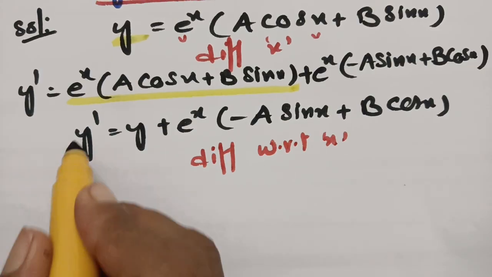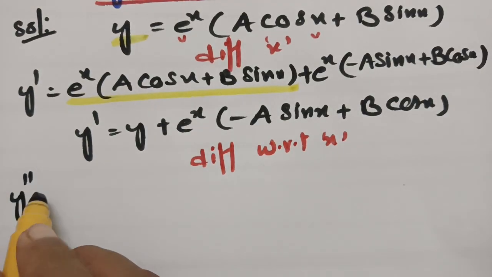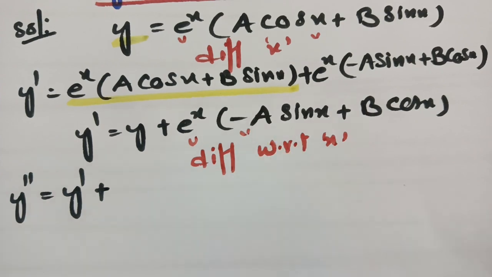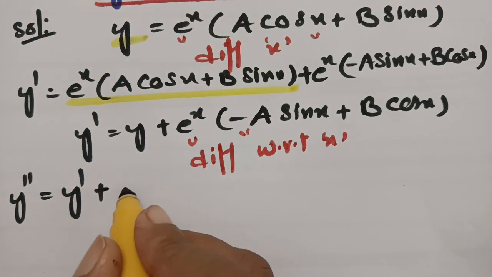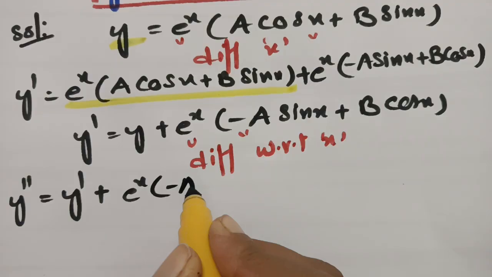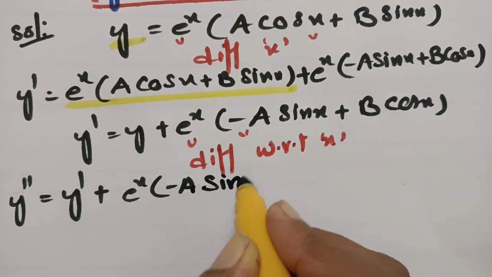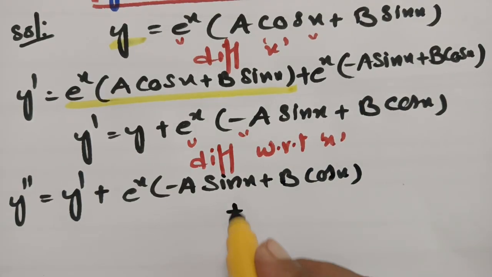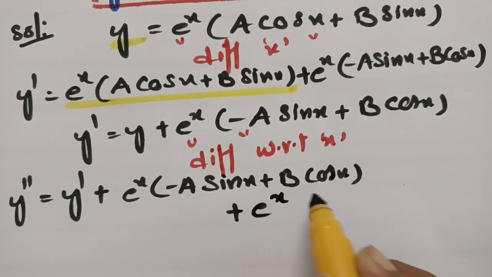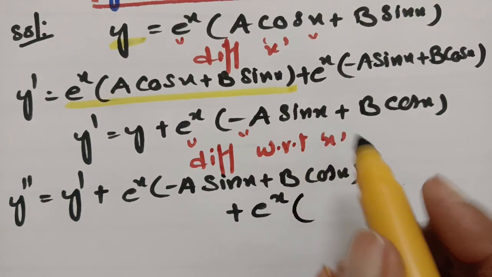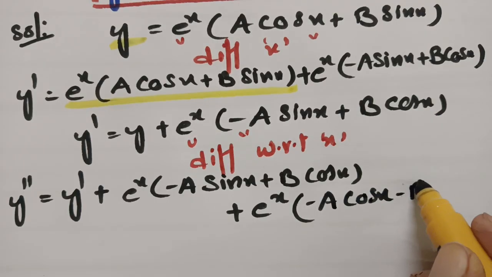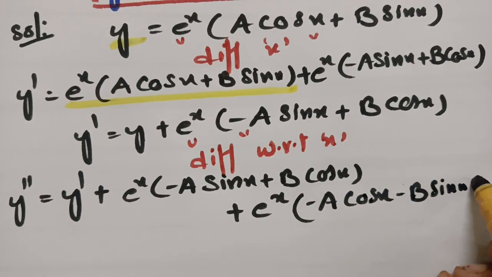See here, this is also so simple. For y dash, this will be y double dash. So you have to use the UV rule. For e power x, the value here is e power x, and therefore I am writing minus a sin x plus b cos x as it is. And the next thing is, this time we leave e power x and differentiate minus a sin x plus b cos x, where for cos x it is minus a sin x, and for the b term it is minus b sin x.